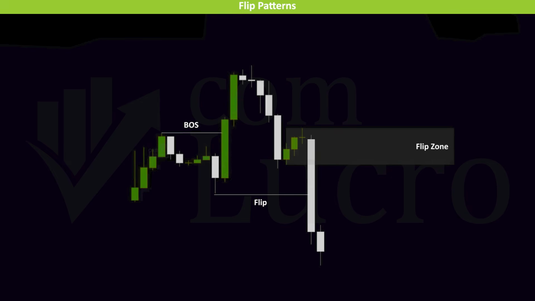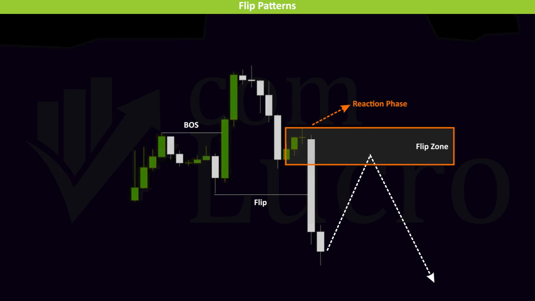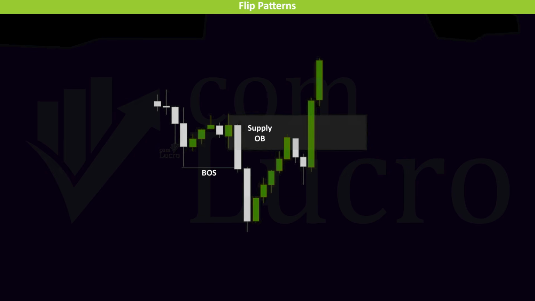The last up-close candle, or the cluster of up-close candles at the origin of the bearish flip move, becomes the flip zone. In simple terms, those bullish candles inside the reaction phase mark a key area where we should look for short opportunities if price pulls back. In the same way, a bullish flip zone forms when price shows a small reaction to the latest supply and then breaks above it.